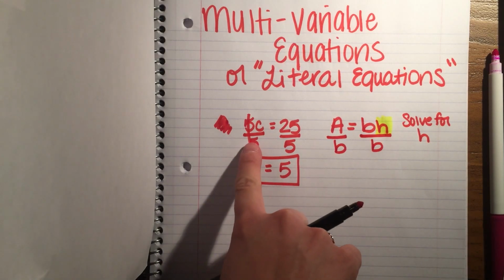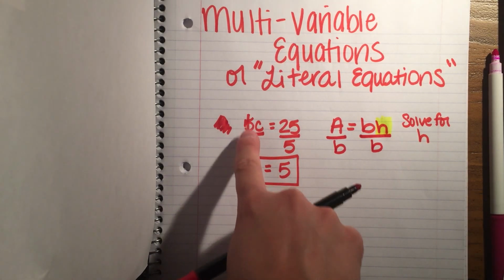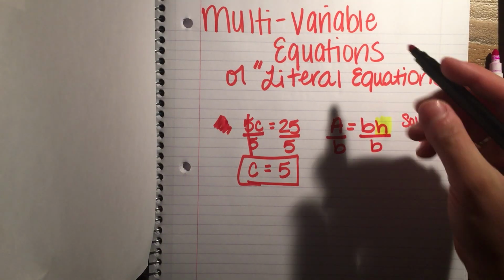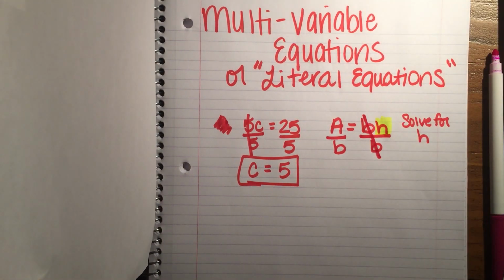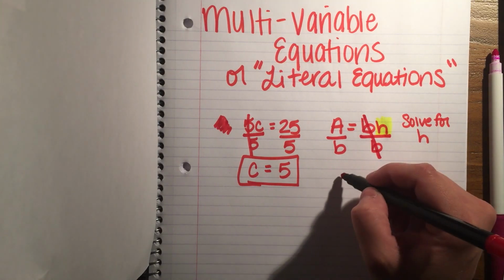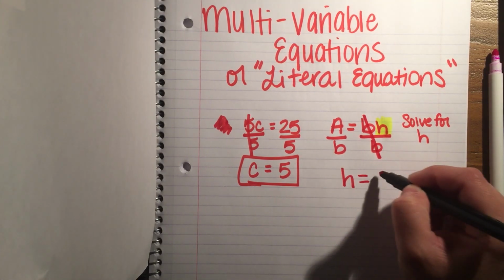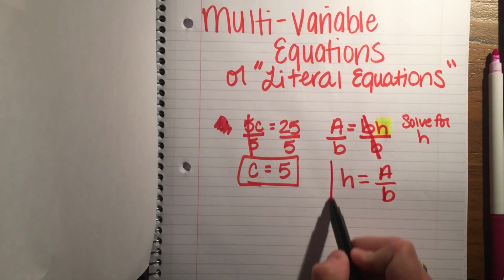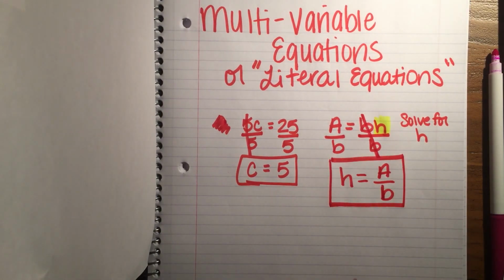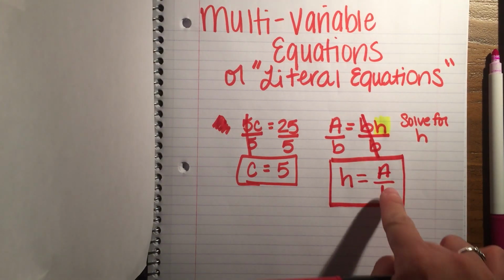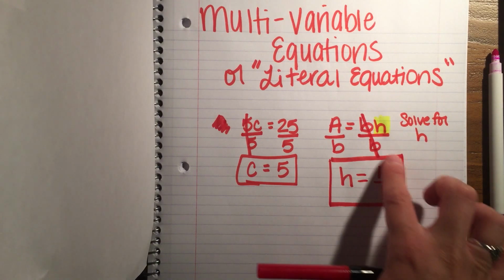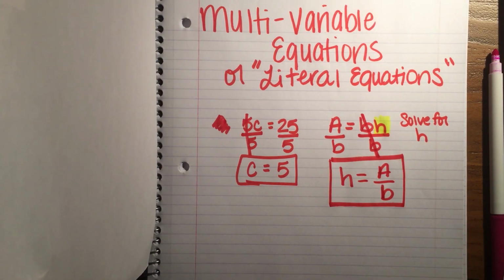Now, as you saw over here, whenever I divided 5 by 5, I got 1. So when I divide b by b, I get 1 again, so we'll just say that it cancels out. Therefore, our answer is h equals a over b. You can't solve this problem because you don't know what a or b are, you don't know what h is, and this is all you're looking for. We want to practice manipulating our equations.